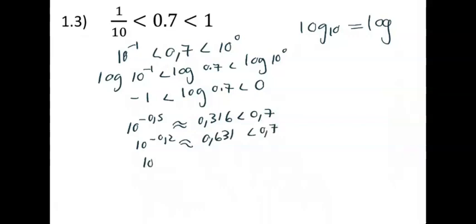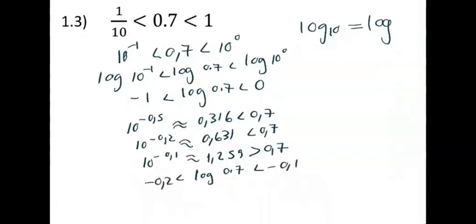If I try 10 to the minus 0.1, I will get approximately 0.794, which is now larger than 0.7. So we can narrow down our answer, log to the base of 10 of 0.7, we can narrow it down in between minus 0.1 and minus 0.2. If we now try 10 to the minus 0.15, which is in between those two values, I get approximately 0.708, which is very near to what we want.